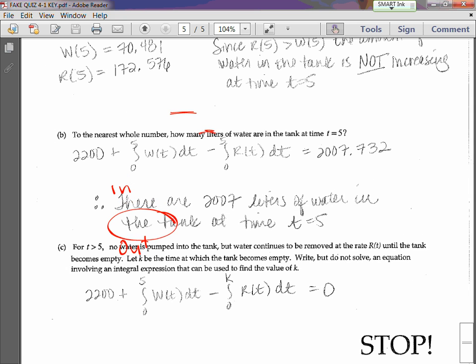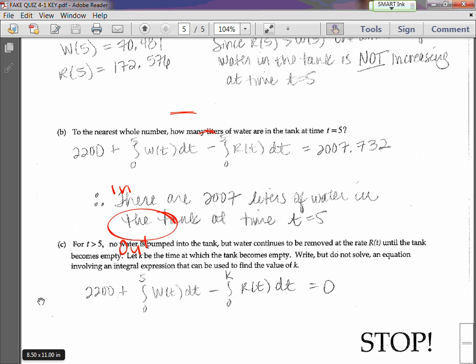And then B, how many liters of water are in the tank? Remember, we have our initial, and then we integrate our rate coming in to tell us how many liters have come in on that time frame. And we integrate our rate going out to tell us how many liters have gone out at that time frame.